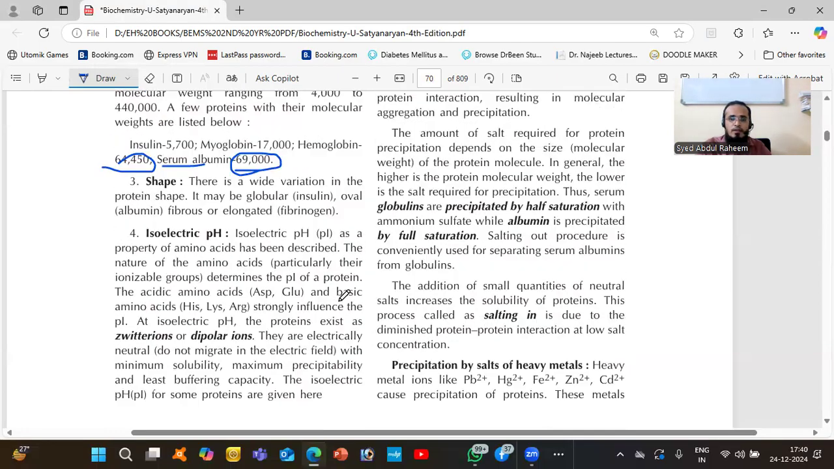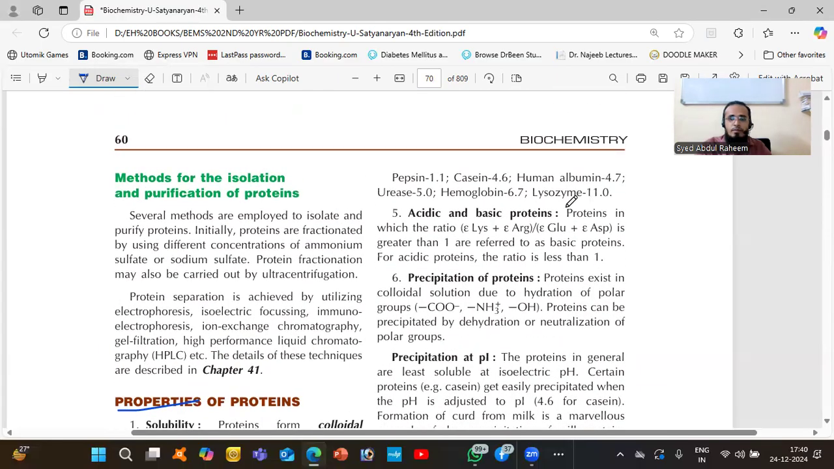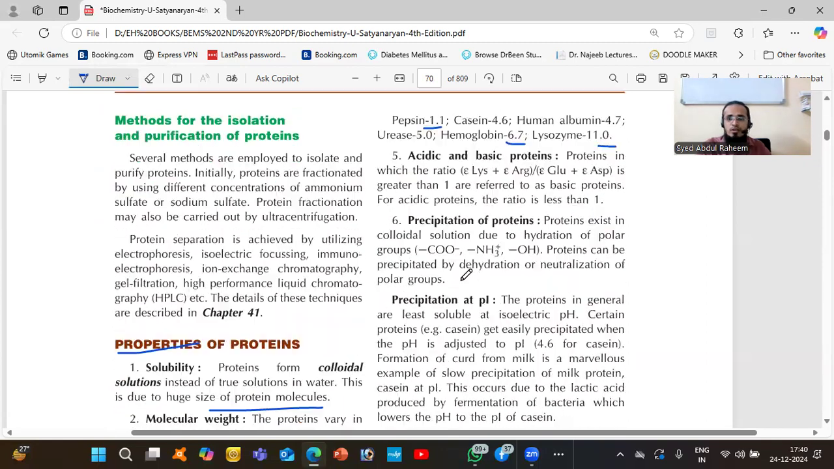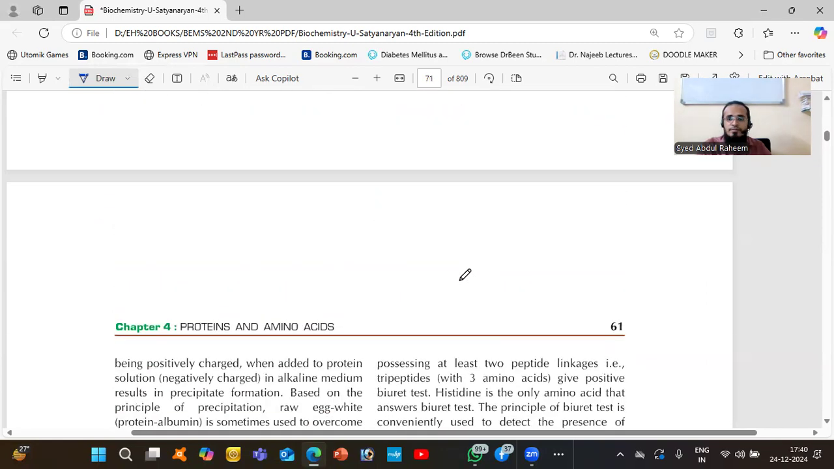pH depends upon the area, like pepsin 1.1, globin 6.7, lysozyme 11.0. Okay, everything is that.